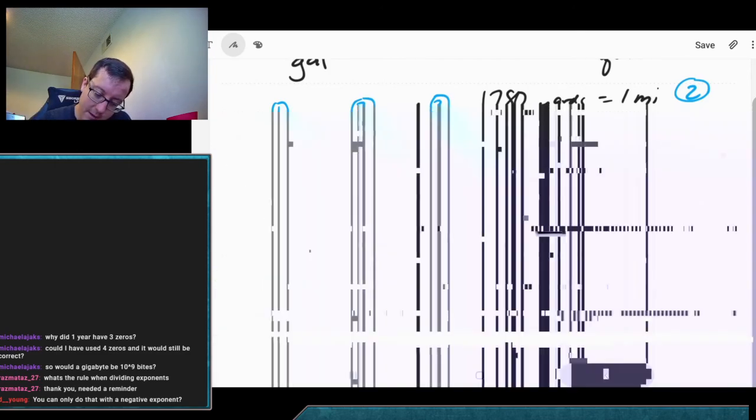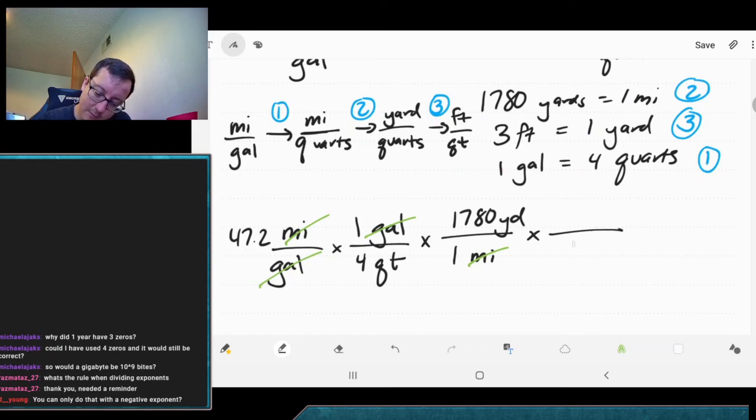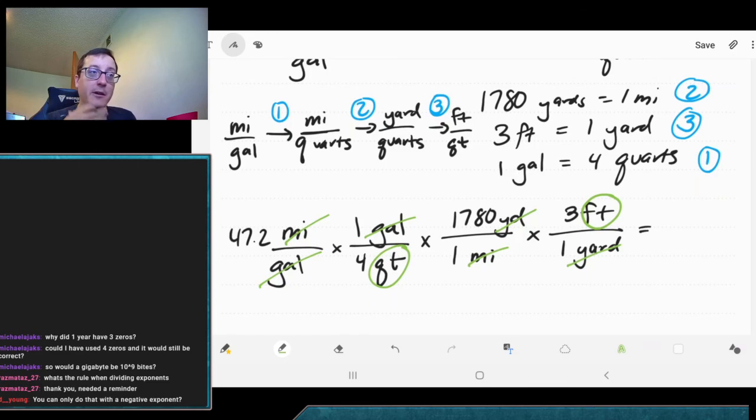Almost there. One more conversion factor. 3 feet up top. And now we have it. We've canceled out yards. We are left with feet divided by quarts. That's the unit I asked for. So we are in good shape. Now we just plug and chug.